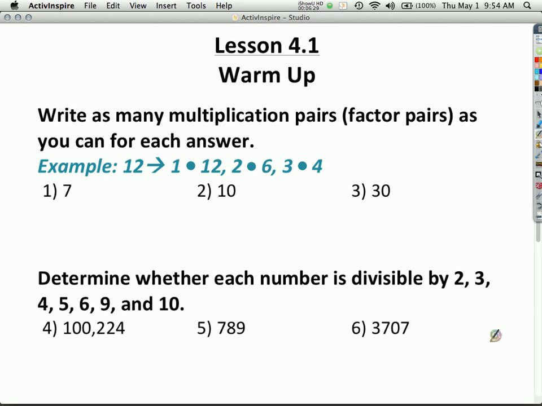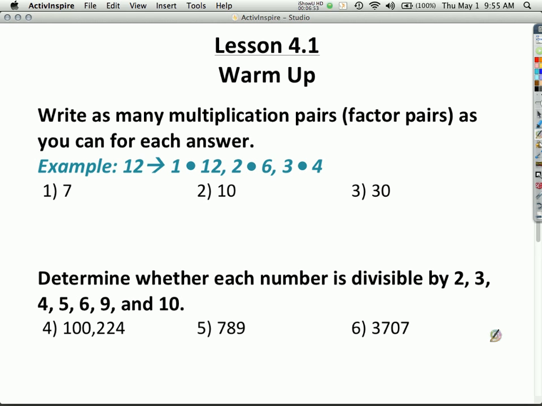Everything in today's warm-up is a skill that you're supposed to have achieved mastery level of. Let's see how well we've done. Number 1, give me a factor pair. Factor pair. Alexis, give me one of them. Okay, Kiara, give me another one. Well, that's the same one.